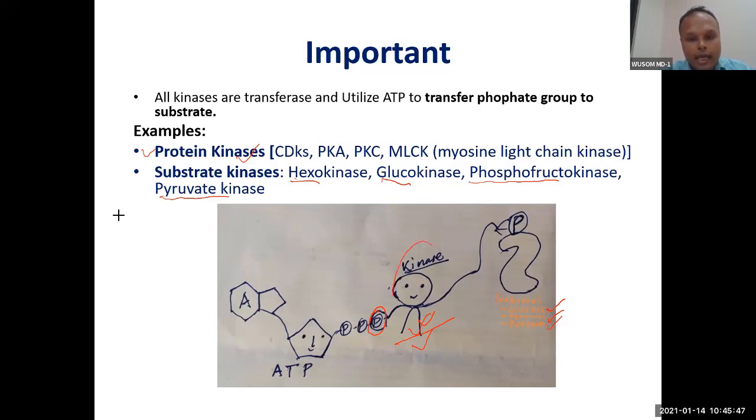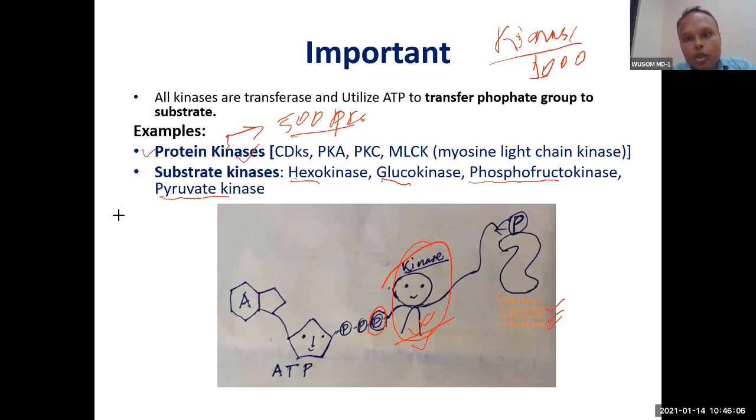Just understand this: kinase is a very big group of enzymes. Even in our body, there are more than 500 protein kinases. If you count the number, there may be 1,000 types of kinases. You will find more than 1,000 kinases in your body. So in one go, you are understanding the properties of all those 1,000 kinases, and these kinases are involved in various activities in your body.